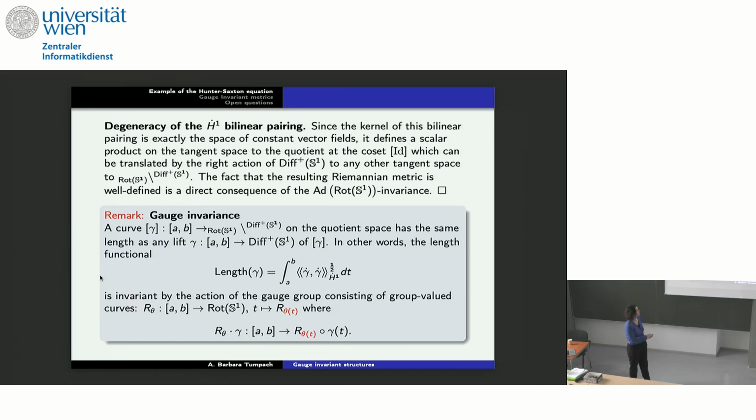Okay, so this gauge invariance, this name is coming from gauge field theory, of course. You have a gauge group, which is a group, for instance, of sections of a principal bundle. Here, it's simply a group. Curves which map into a group, a time-dependent curve, act on curves in some total space. And the length is invariant by this action.